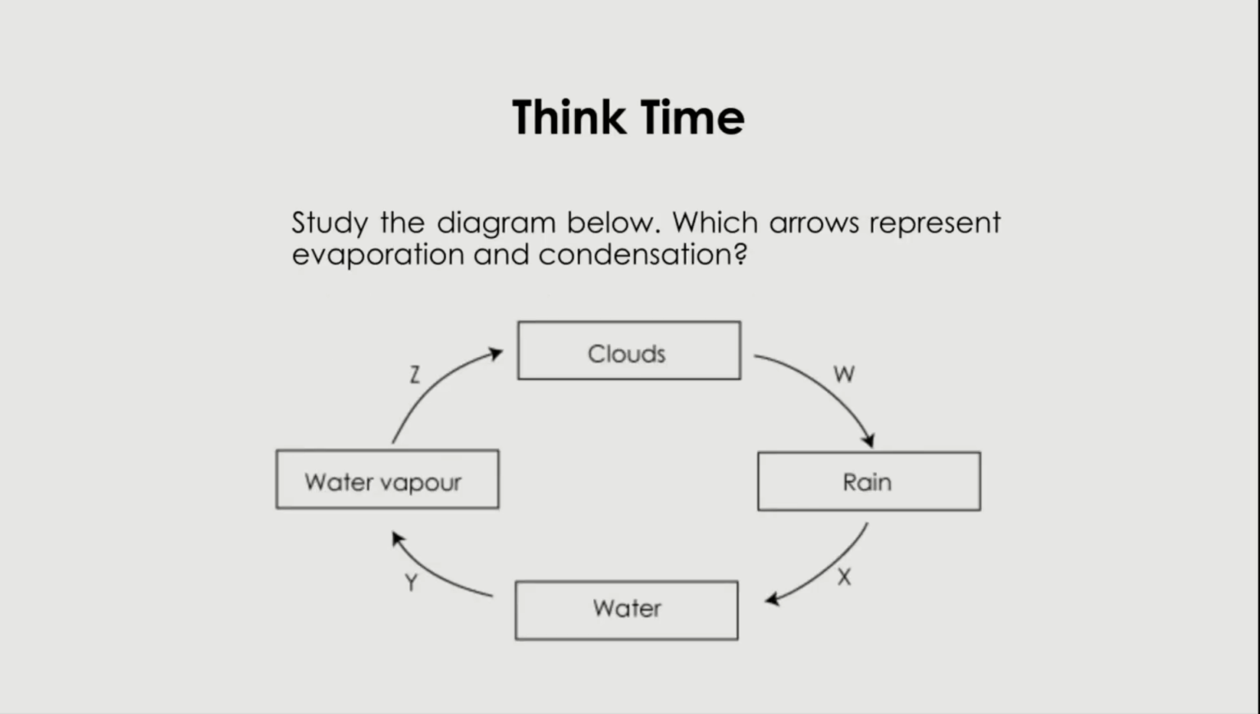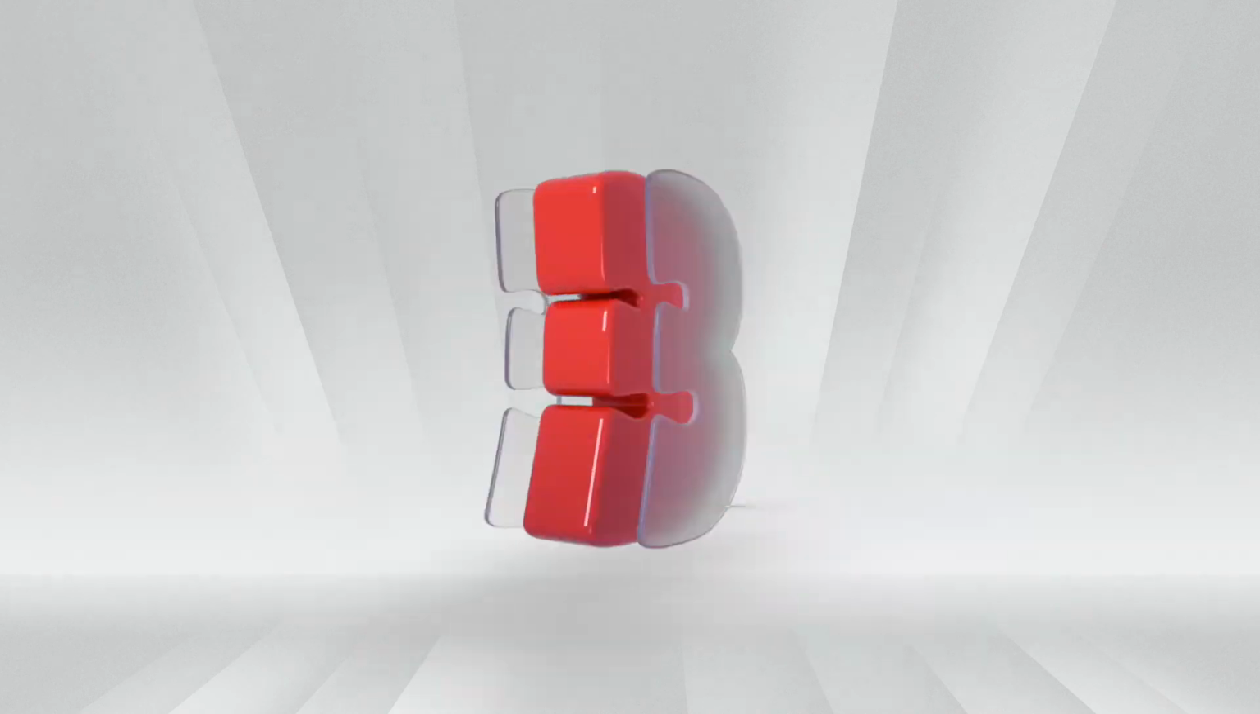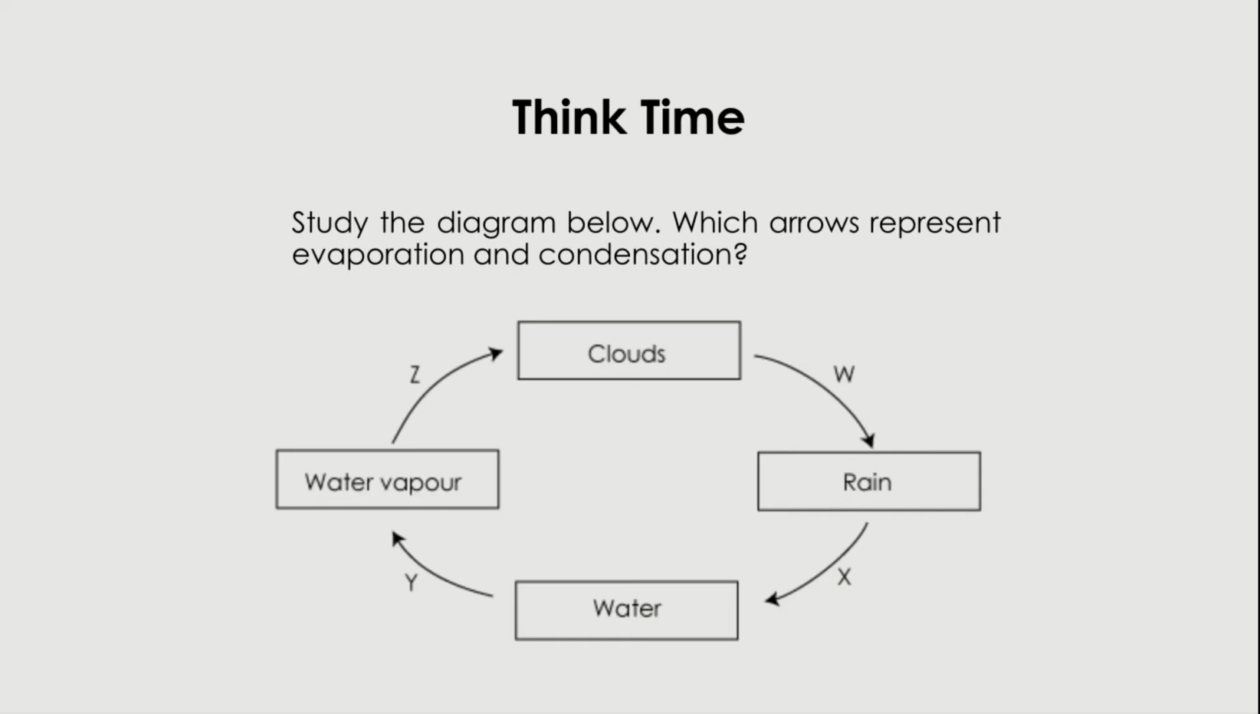So have a look at this. Which arrows represent evaporation and condensation? Pause this video and have a think. Evaporation is when water becomes water vapor. So that would be Y. This would be evaporation. And then water vapor condenses to form clouds. So that would be Z. So evaporation, Y; condensation, Z.